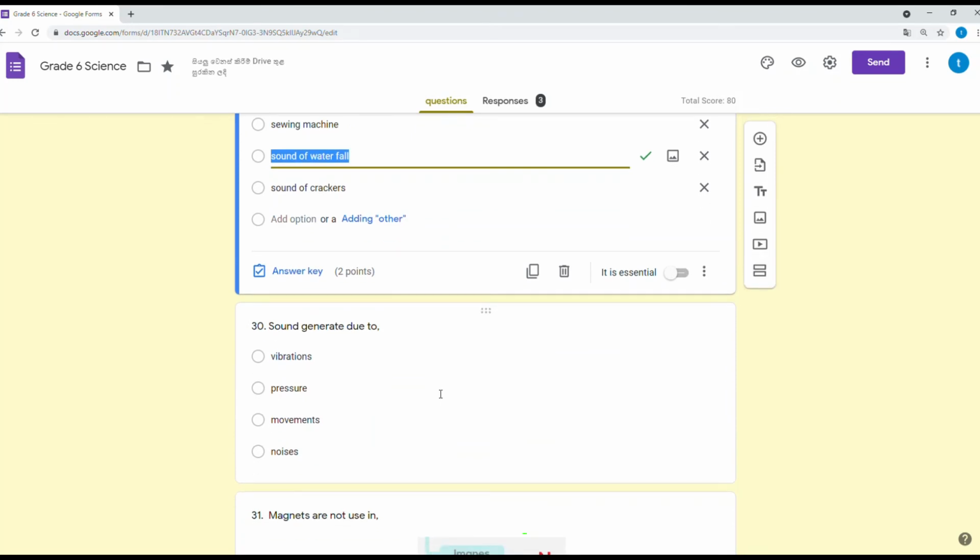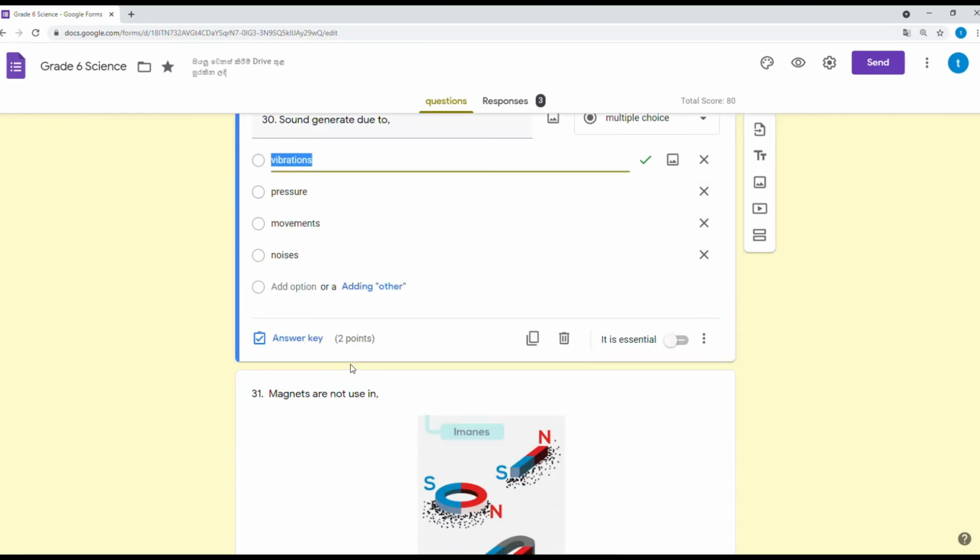Number 30. Sound is generated due to. That is a very important question. Whatever the source, natural or artificial, the main thing should be there. That is vibrations. Without vibrations of matter, there is no sound. So your answer should be the first one.